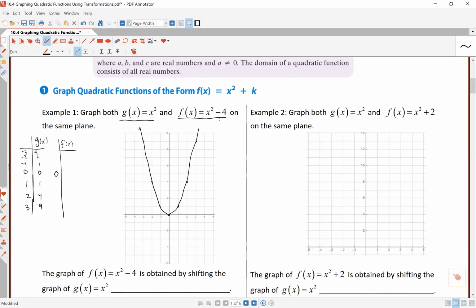So if it was (0, 0), 0 minus 4 is negative 4. If it was 1, 1 minus 4 is negative 3. If it was 2, 4 minus 4 would be 0. 3 squared would be 9, minus 4 would be 5. So it's these numbers subtracted by 4. 1 squared is 1, minus 4 is negative 3. 4 minus 4 is 0, and 9 minus 4 is 5.